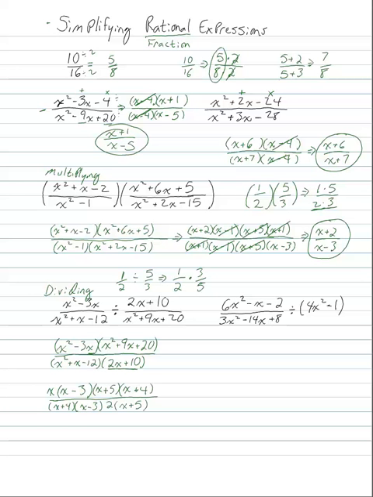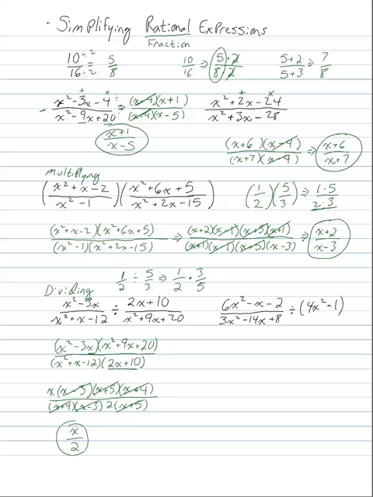Okay, so let's see. x minus 3's will cancel, x plus 5's will cancel, and x plus 4's will cancel. So I'm just left with x over 2. And that's it. That thing simplified pretty nicely. Let's try the last one.